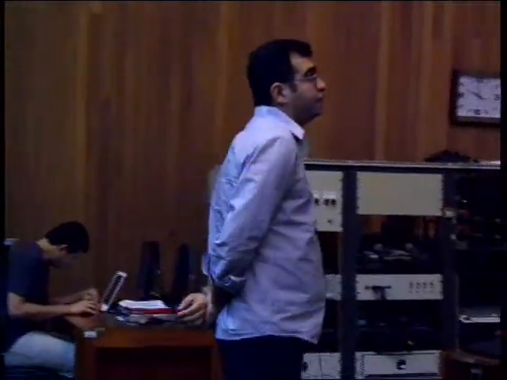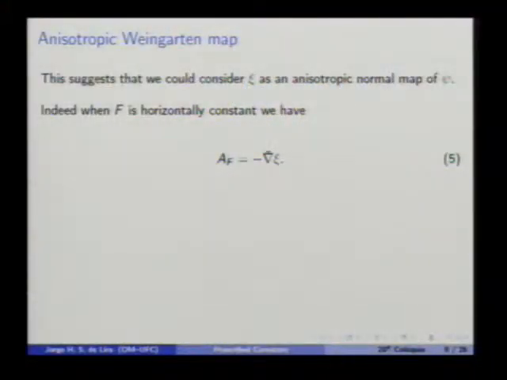In fact, if you consider this case of horizontally constant Lagrangians, the derivative of psi generates a linear form, A_F. This could be understood as an anisotropic Weingarten map in this context. The relationship between this anisotropic Weingarten map and the classical one is obtained by this multiplication. A on the right-hand side is the Weingarten map, the usual one. You multiply this by the Hessian of F, and you get the anisotropic Weingarten map on the left-hand side.